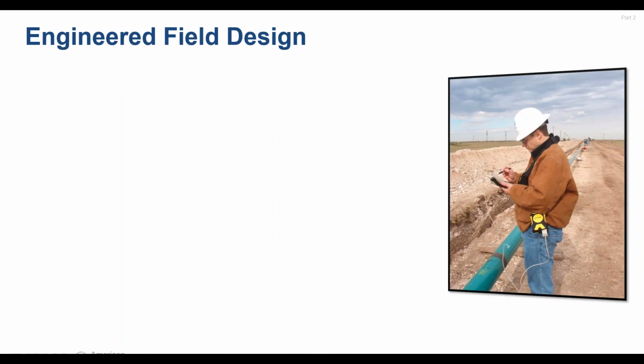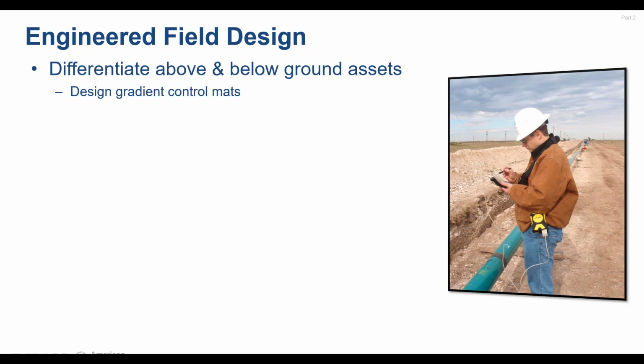Well, let's give some equal time to our engineered field design. As we look at the right-hand side of that balance beam, I want you to think about going into the field and actually differentiating between above and below ground assets. Because you see, those above ground assets represent locations where personnel can experience touch and step potential changes. We know that we have a set of tools that we can control that with, primarily our gradient control mats.